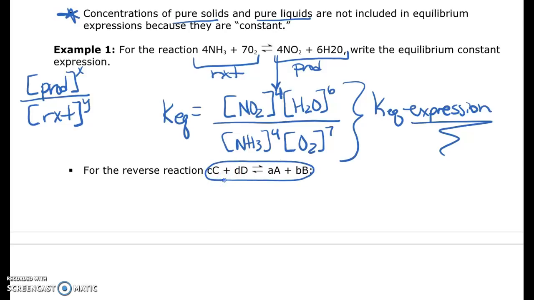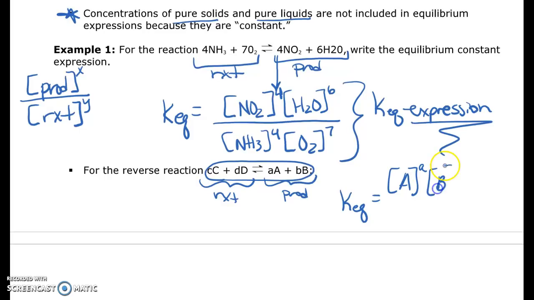If you're looking at the reverse reaction specifically, then in this case, A and B become your products, and C and D become your reactants. So you would actually have the concentration of A to the power of little a, times the concentration of B to the power of little b, over the concentration of species C raised to the power of the little c, even though that doesn't really look little, and then the concentration of species D raised to the power of whatever the coefficient in front of D is.